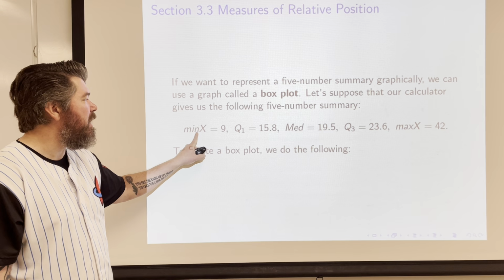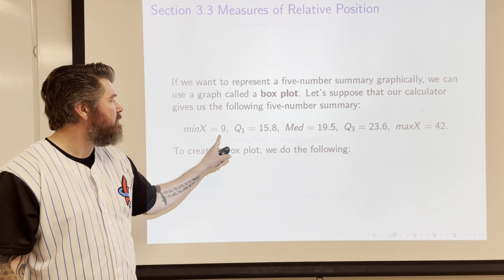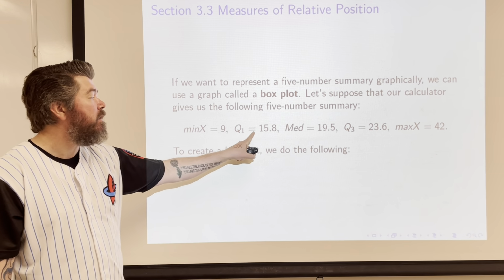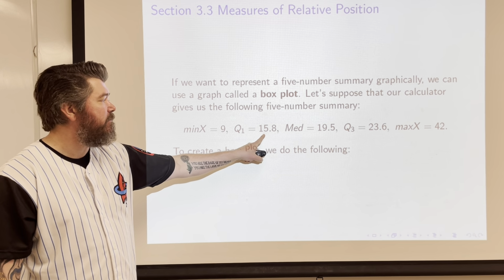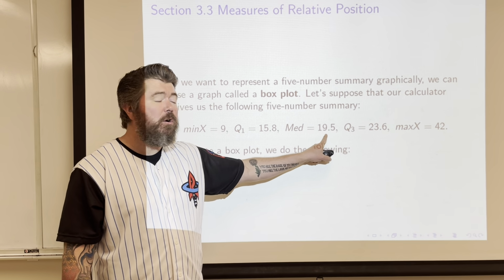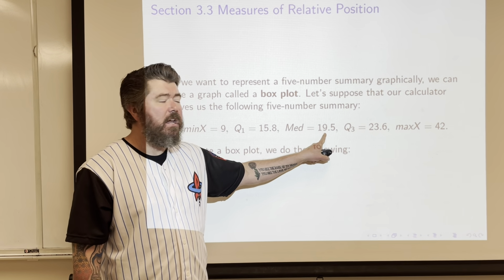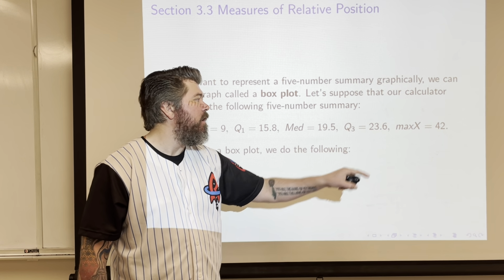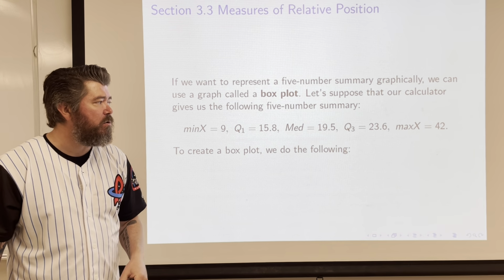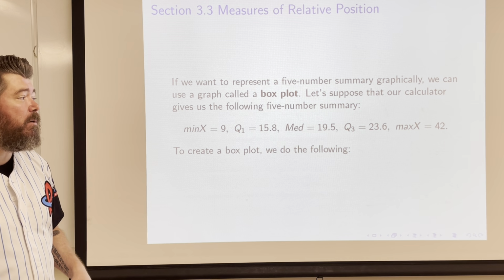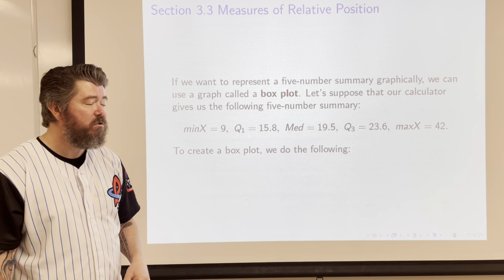So we see that our min x is 9, so our smallest data value is 9. Our first quartile is 15.8. Our second quartile, or our median of the data set, is 19.5. Our third quartile is 23.6, and our maximum data value is 42.